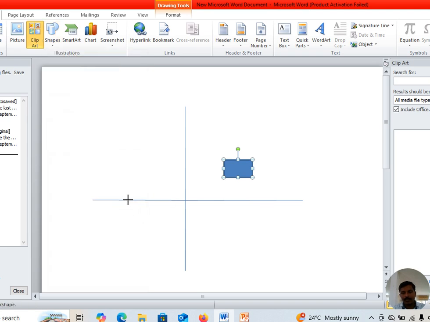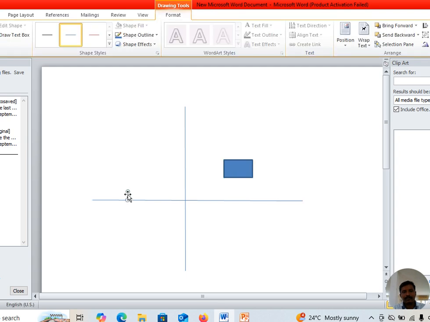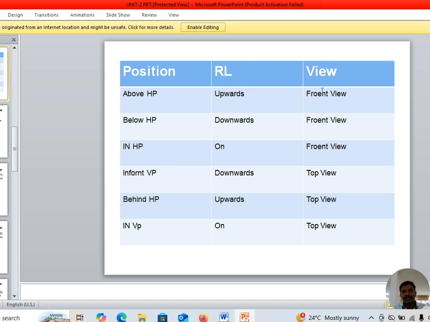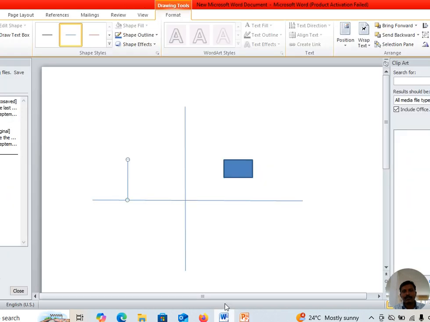The reference line is drawn above the HP, which shows the upward direction. The view is the front view. It means the observer is here.